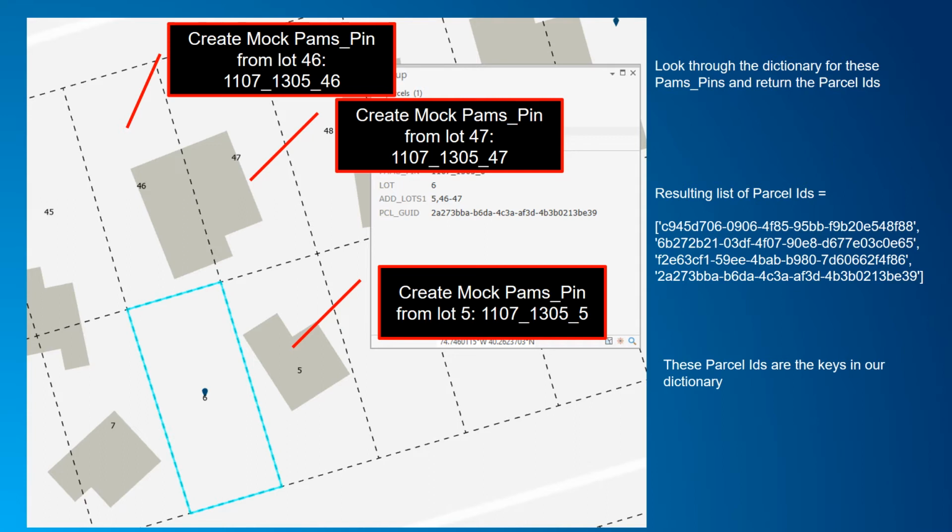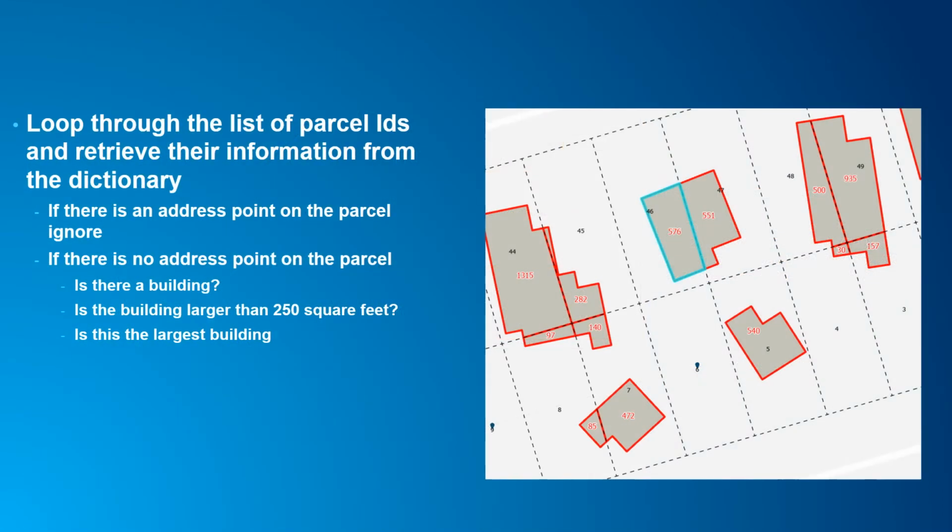And then if you remember, the PAMS pin is a value that we stored in our dictionary. So we're going to that dictionary, seeing if these PAMS pins exist, and then we're retrieving the parcel IDs, which are the keys in our dictionary. So once we have those keys, we have all the information we need. We can then loop through this list of keys and retrieve all the information from the dictionary.